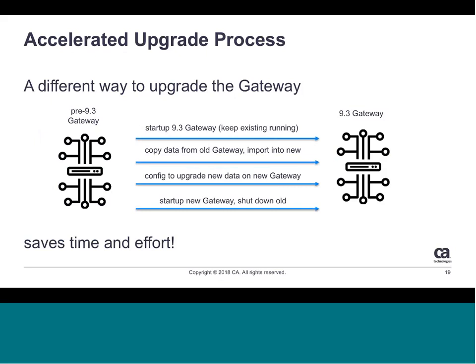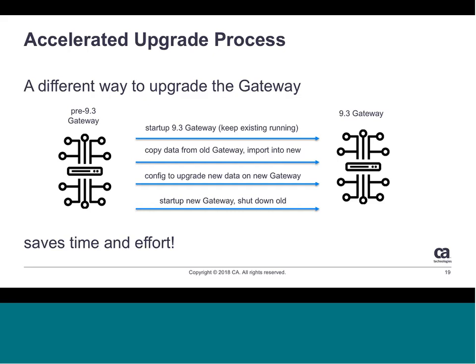Then it would be simply a matter of copying data from that older gateway to 9.3, using the existing tools in the 9.3 gateway to upgrade the data to the correct schema. And then once that 9.3 gateway is up and running, you'd be able to shut down the old environment and start running with 9.3 seamlessly.